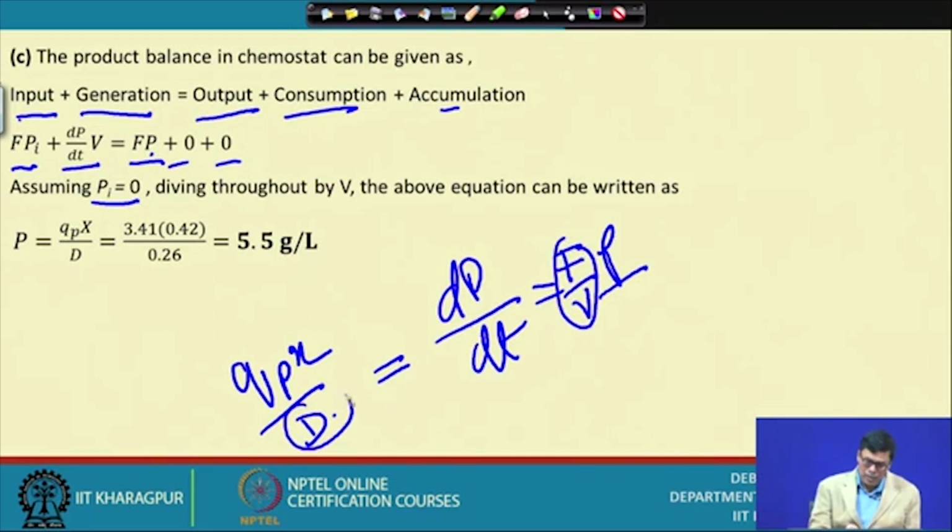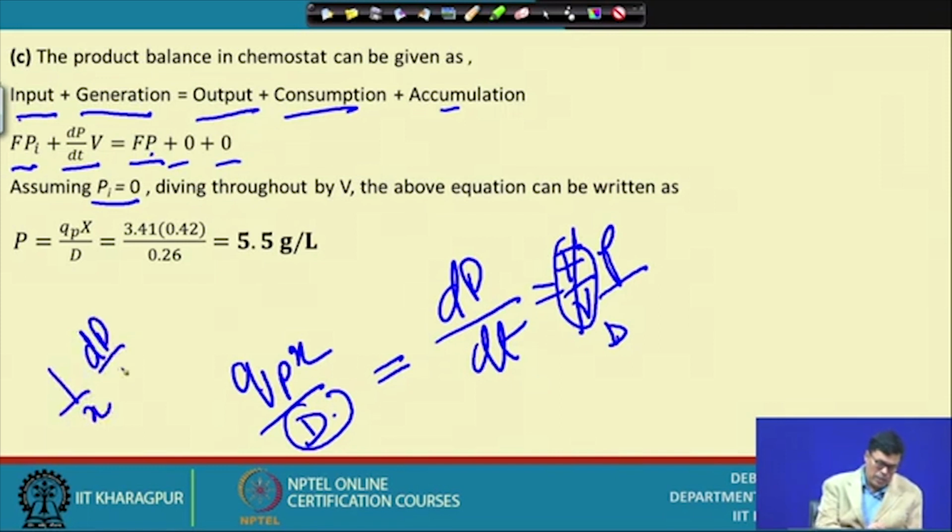So, this D we can bring it here. And what is Qp? Qp is the specific rate of product formation, dP by dt. So, this is dP. We can easily multiply that, then we can write this equation like the Qp.